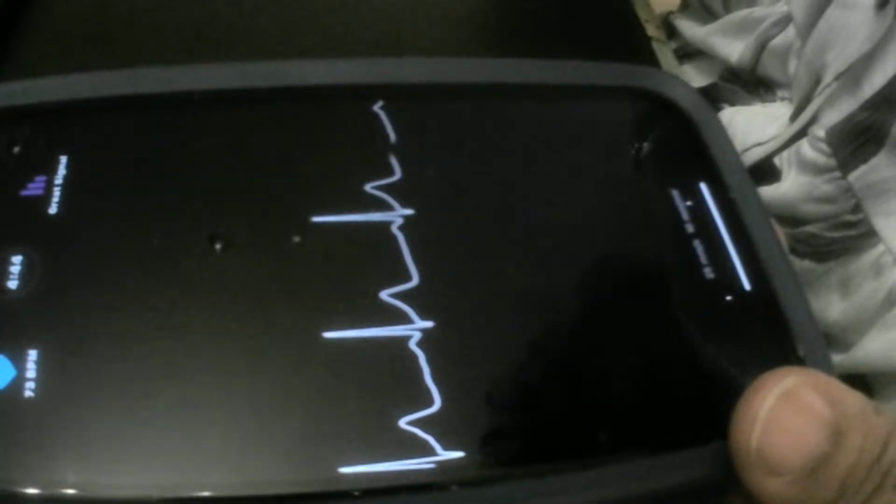Too much electricity in my system. Just put that down so you could get a better view. It always gets interrupted because there are signals bouncing all over the place that are interrupting the Bluetooth. See how high the QRS is? That's because there's a lot of electricity in my system.